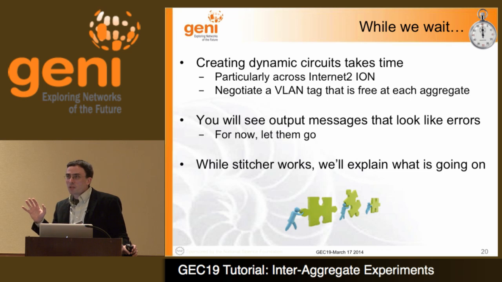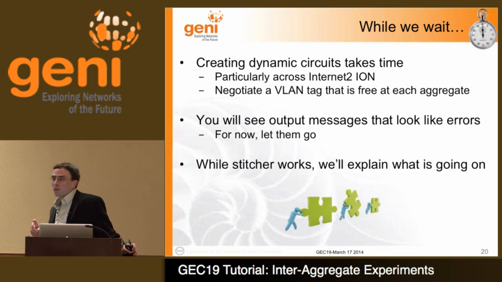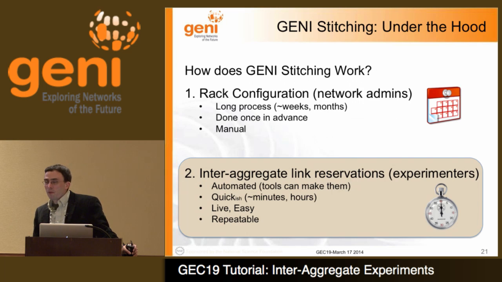This process of setting up the dynamic circuit takes a little while, in particular because it does a couple of complicated things: finding the path, negotiating the VLAN tags that work along the path, and setting up the dynamic circuit across networks like MAX and ION. And you're going to see a bunch of messages, and I'm going to explain why those aren't so scary, but first by telling you a little bit about what's going on in stitching.